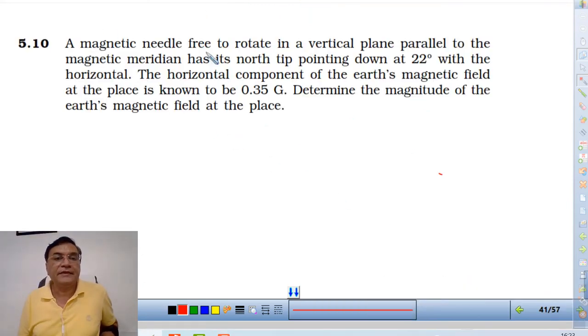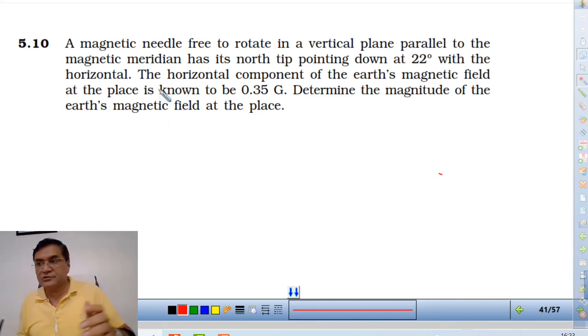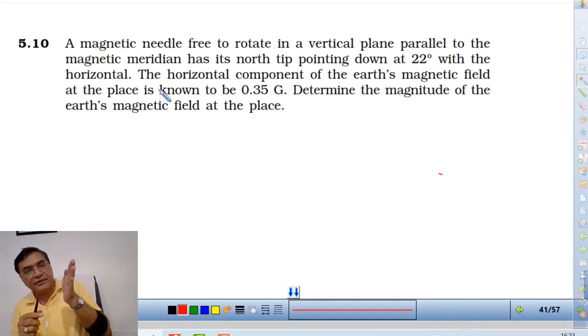A magnetic needle free to rotate in a vertical plane parallel to the magnetic meridian has its north tip pointing down at 22 degree. Like a magnetic needle, suppose this is the magnetic meridian and it rotates parallel to it. So however much it goes down, that will be its dip.